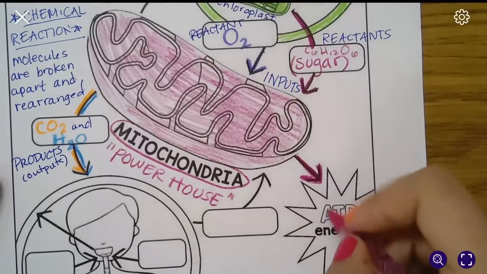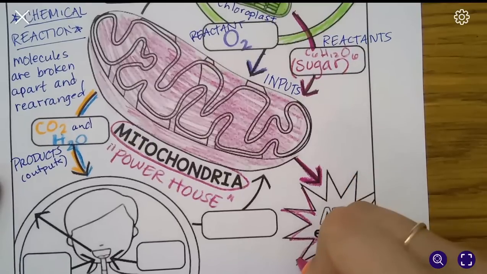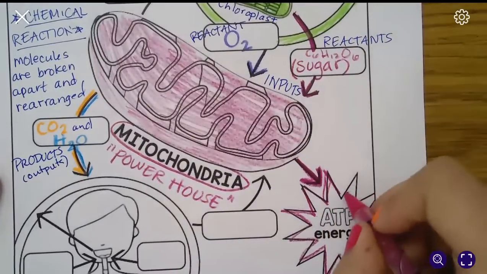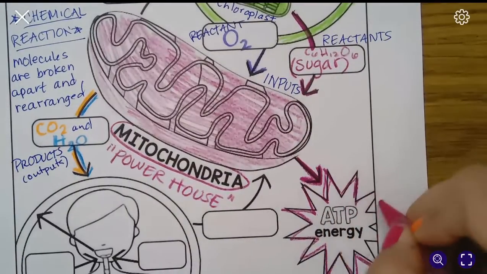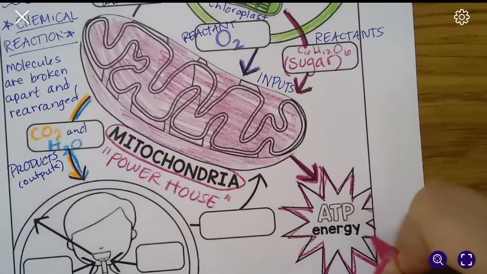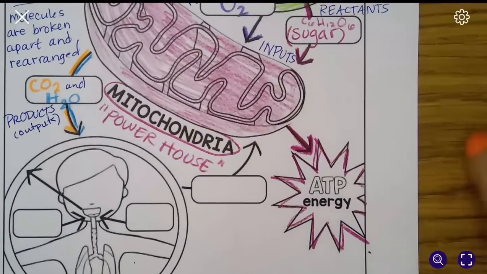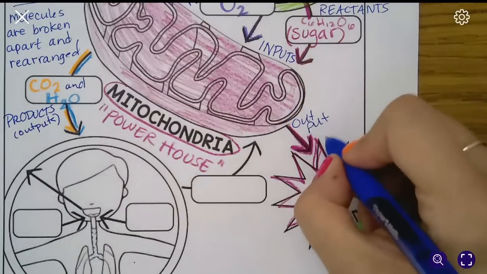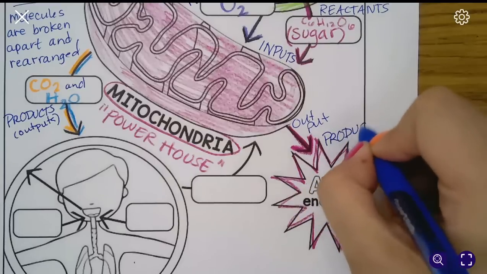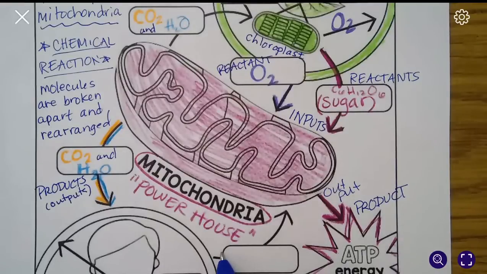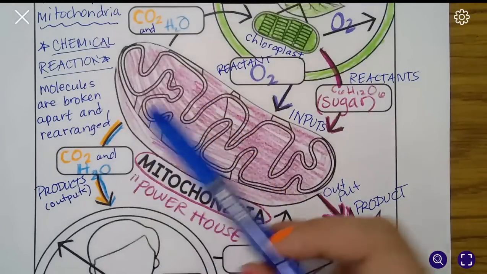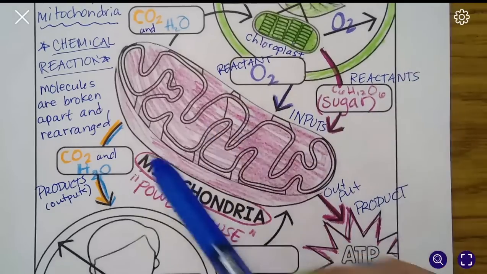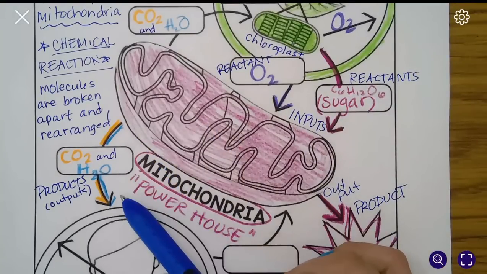And then we have energy in the form of ATP, adenosine triphosphate, but we can just call it ATP. So this is a form of energy that our cells can use. So this would be an output or a product. So what's going in is oxygen and sugar. What's coming out is CO2 and H2O.